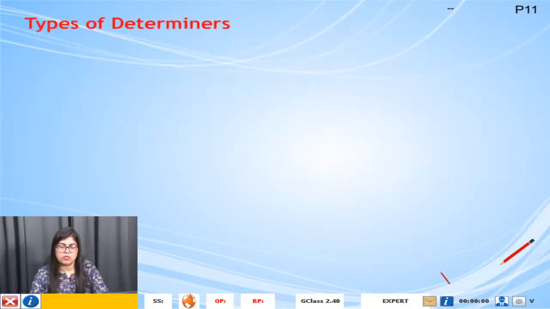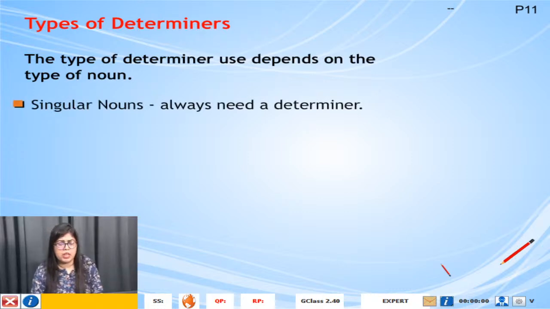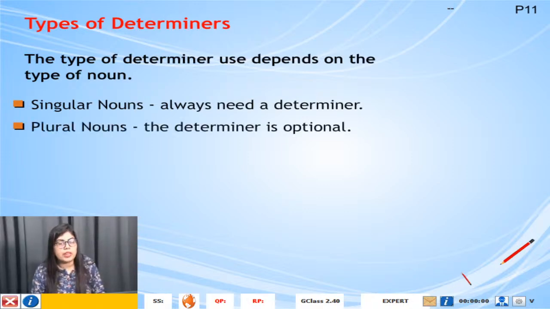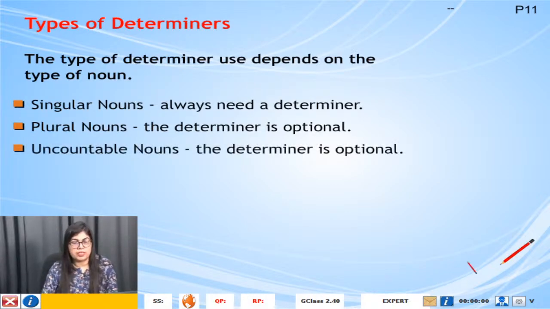Now let's look at the next part, the types of determiners. The type of determiner used depends on the type of noun. What type of determiner we are going to use depends on the type of noun in front of which we are going to use the determiner. Singular nouns always need a determiner. If the noun is singular, it always needs a determiner. For plural nouns, the determiner is optional. You may add a determiner or you may not. For uncountable nouns, the determiner is optional.